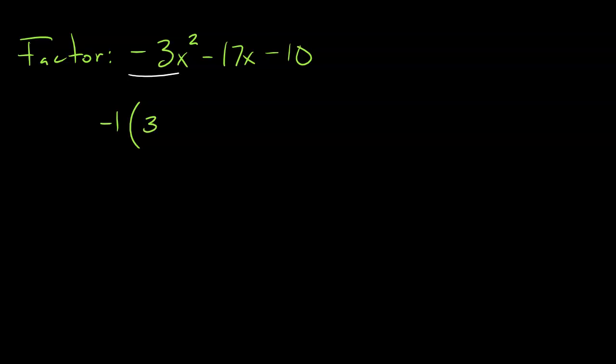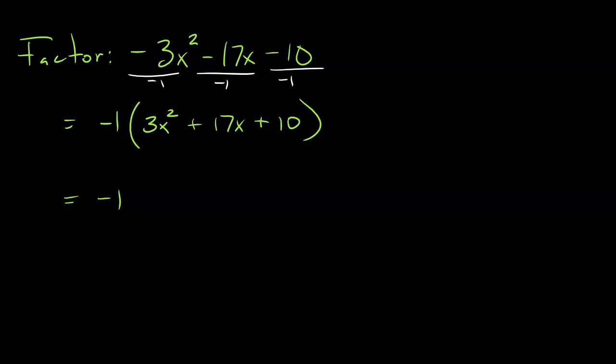So this would become positive 3x squared. This would become positive 17 and positive 10. And then what I'm going to do is kind of do scratch work off on the side. And off on the side, I'm just going to do 3x squared plus 17x plus 10. And I'm going to factor that on its own. And then I'm going to write its answer over here.